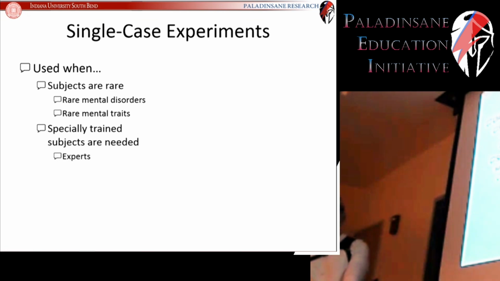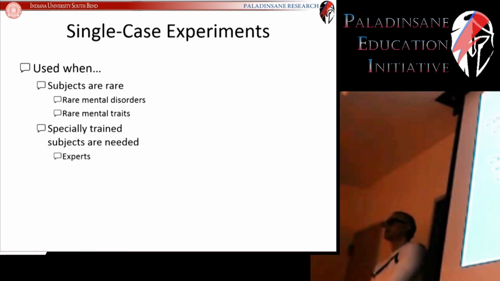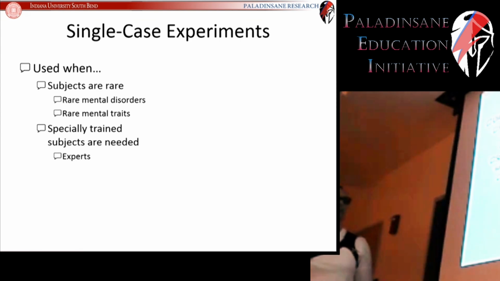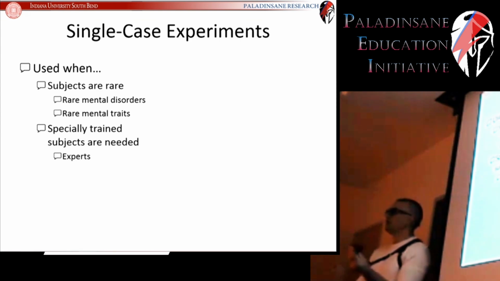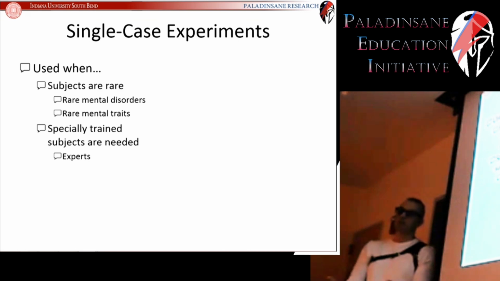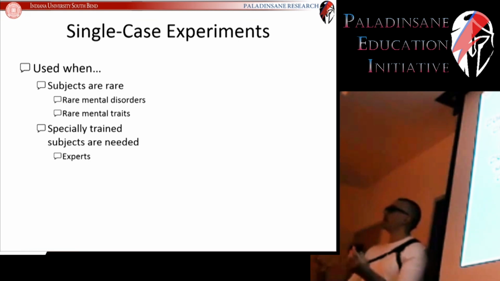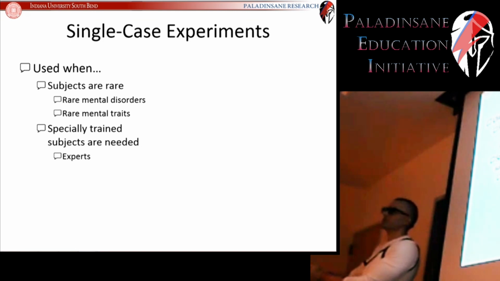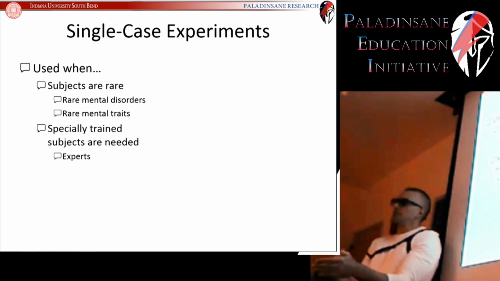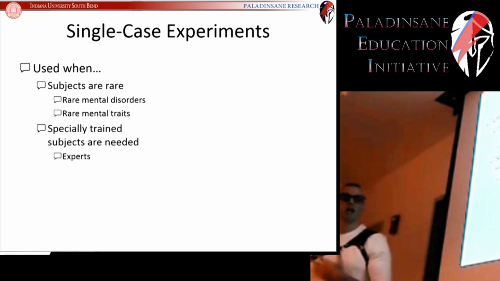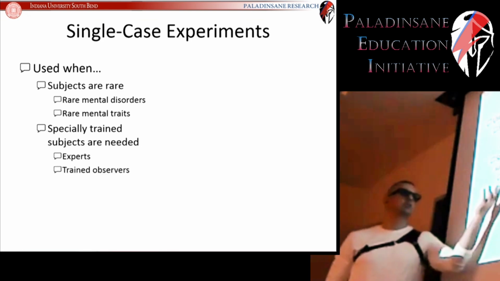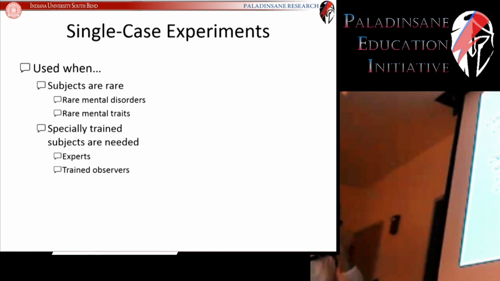So sometimes you need experts. You need experts in a field. You need people with expertise in certain types of knowledge. So, for example, if you're doing research in the psychology of art, oftentimes you will split your subjects into novice, everyday, typical subjects, and art experts, really educated art experts. And you might not get a whole bunch of different art experts. Other ones include trained observers.